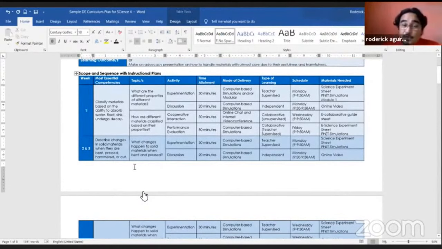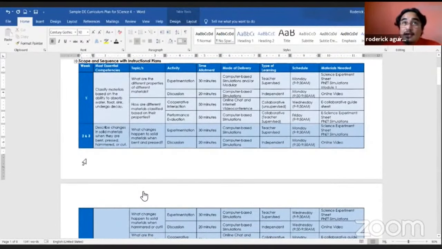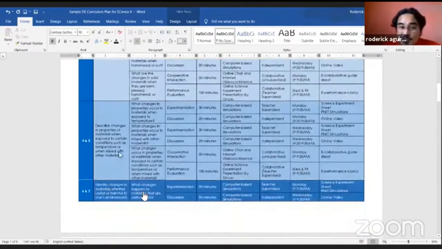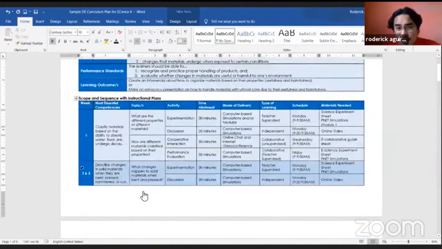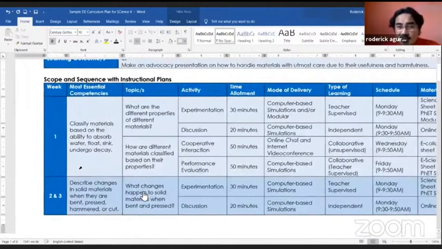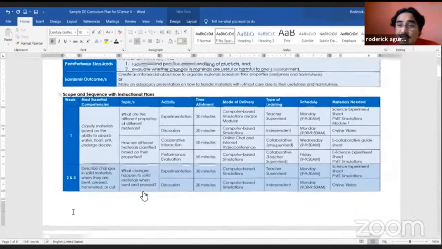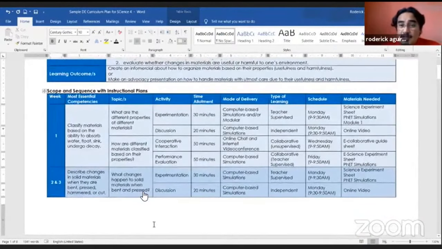Pag inaprubahan na kunwari ng EPS ng science ang lahat ng scope and sequence na ito, o kung hindi EPS po ang mag-approve, according to inyo po ay master teacher po sa inyong school, and then pwede na siyang magsulat. Mahirap po kasing magsulat na wala kayong plan.